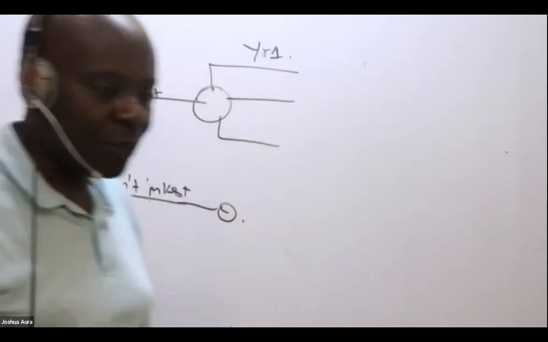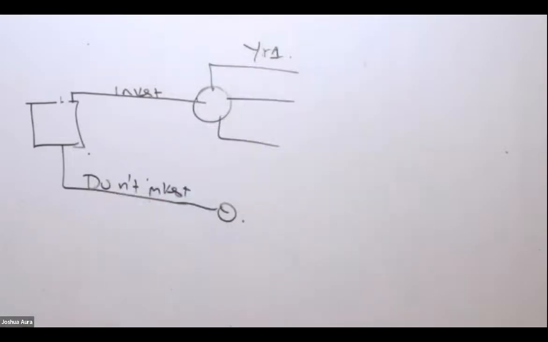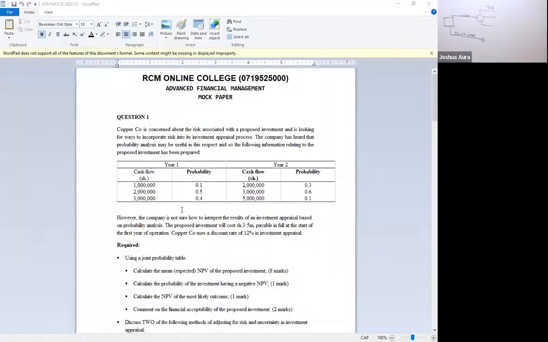Let me just project my paper here. So the year one cash flows that we have are 1 million, 2 million, 3 million. We have here 1 million, 2 million, and then 3 million. And then from there, we go ahead and capture year two.